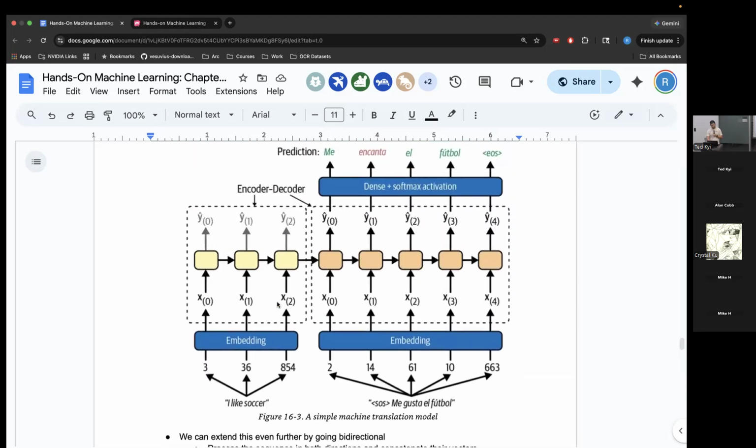So what we've seen so far with RNNs is just going left to right through the sequence. But what people showed was even better than that was actually doing it bidirectionally. So you essentially do one forward pass going left to right, and then you also have another pass going right to left.